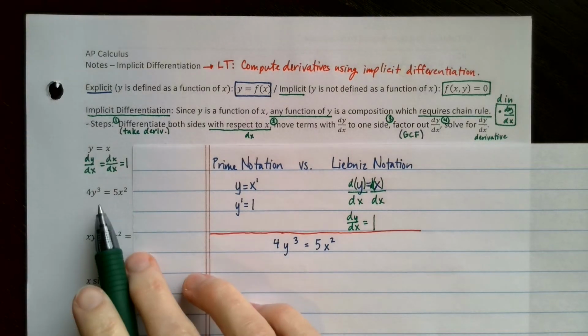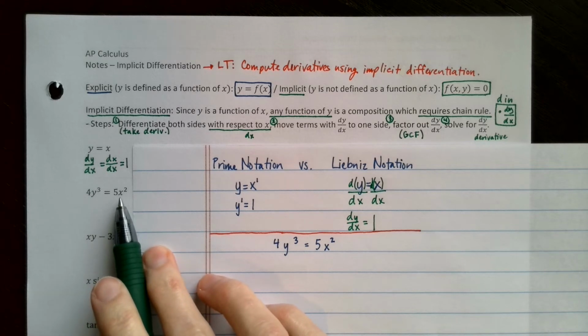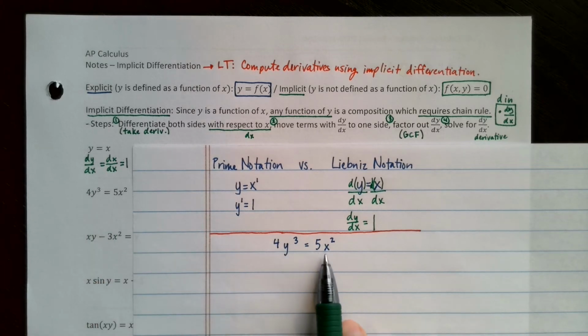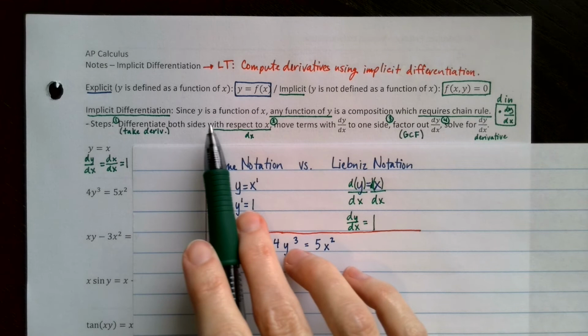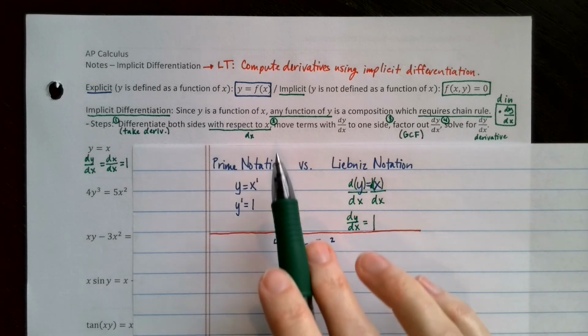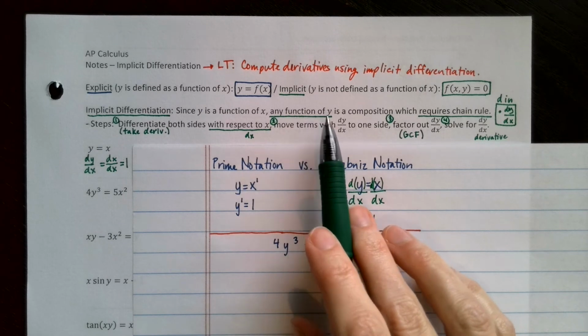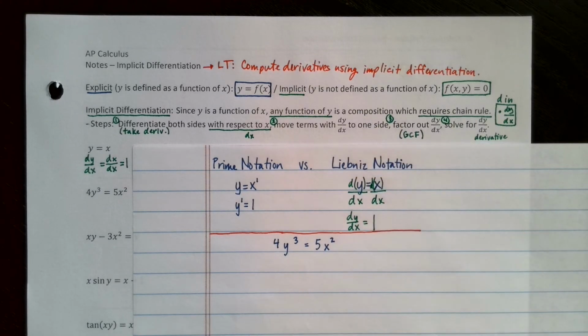Our second example is a little more complicated because we've got some coefficients and some exponents. So let's take a look at this one. We have 4y cubed equals 5x squared. We're going to take the derivative of both sides with respect to x. And so when I see a y function, I have to understand that any function of y is a composition because it's a function of x. And I'm going to have to do chain rule.